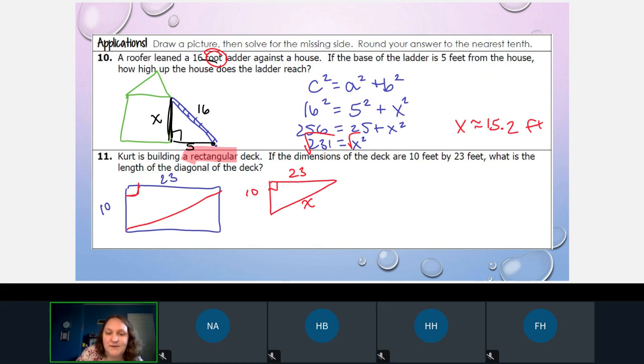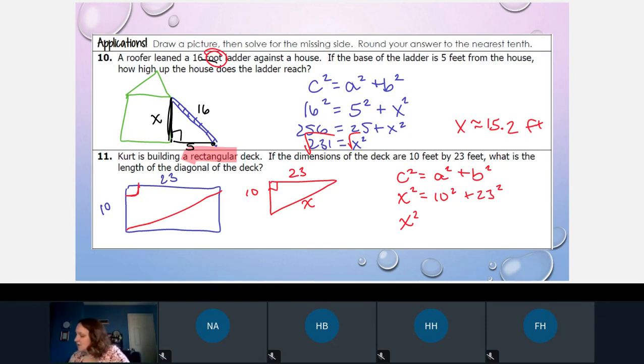All right, so c squared equals a squared plus b squared. Do you have to write that every single time? No, but if it helps you, absolutely, go for it. In this case, my hypotenuse is x. My legs are 10 and 23. So I can just type 10 squared plus 23 squared in my calculator. 629. So when I take the square root of both sides, we get about 25.1. Very good. And my units here are going to be feet. It's a length in feet.